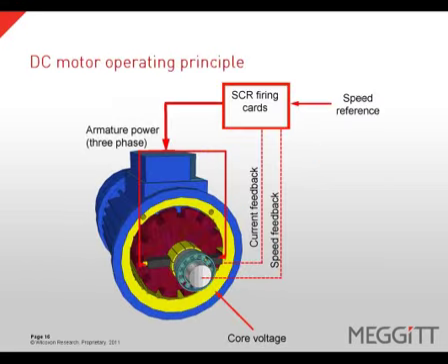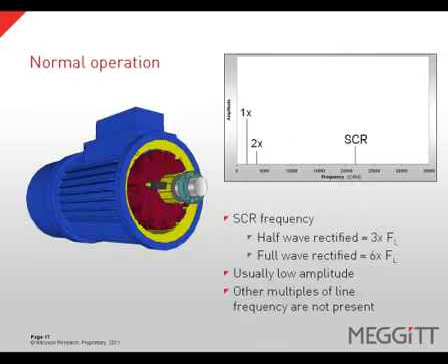A DC motor has an SCR firing card which receives a speed reference. The SCR card then provides power to the armature through the brushes which feed the commutator. The core is also energized to create a magnetic field. A speed and current feedback loop is created, sending signals to the SCR card to adjust the power being provided to the armature. It is normal to see a vibration peak at the SCR frequency during normal operation.